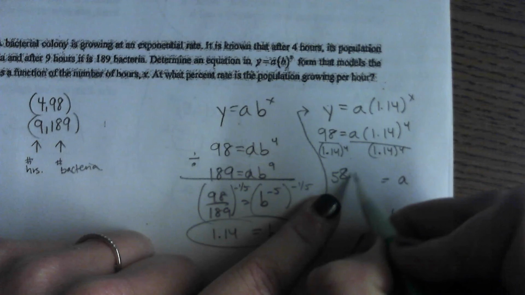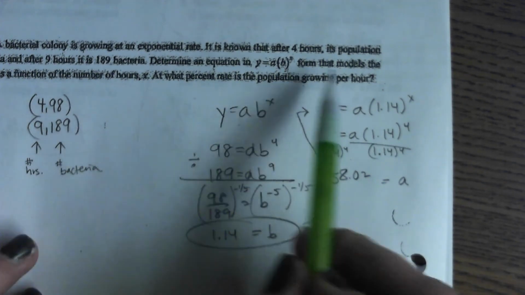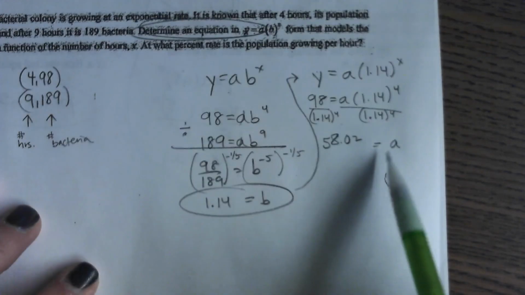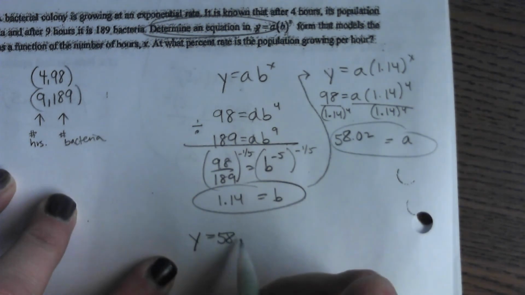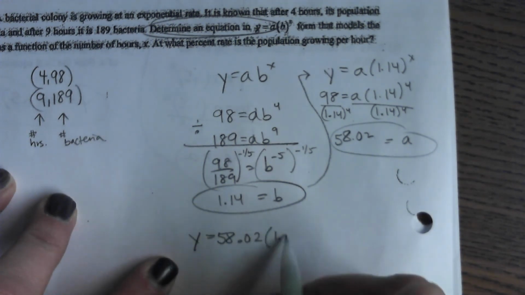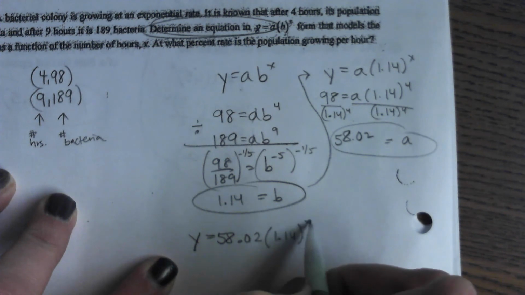Okay? Don't forget to actually write the equation. Just finding A and B is not writing the equation. Writing the equation is 58.02 times 1.14 to the x.